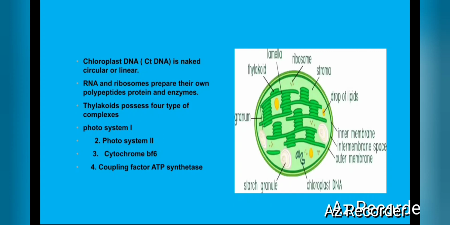Chloroplast DNA is naked. It can be circular or linear. RNA and ribosomes prepare their own polypeptides, proteins, and enzymes. Thylakoid possesses 4 types of complexes: photosystem 1, photosystem 2, cytochrome b6f, and the coupling factor, ATP synthase.